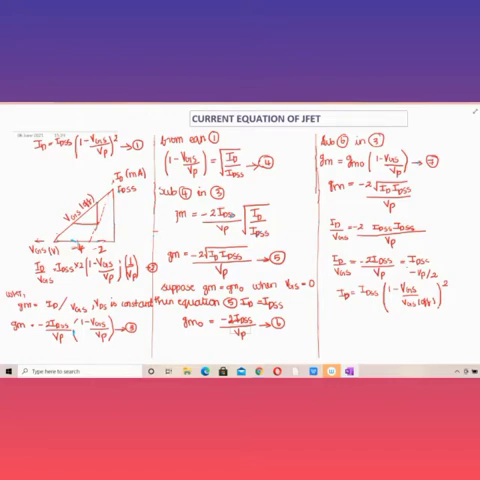For today's session, we are going to see how current is going to be equated in JFET. JFET is Junction Field Effect Transistor. I've put the full derivation in this, and I will just explain it to you.